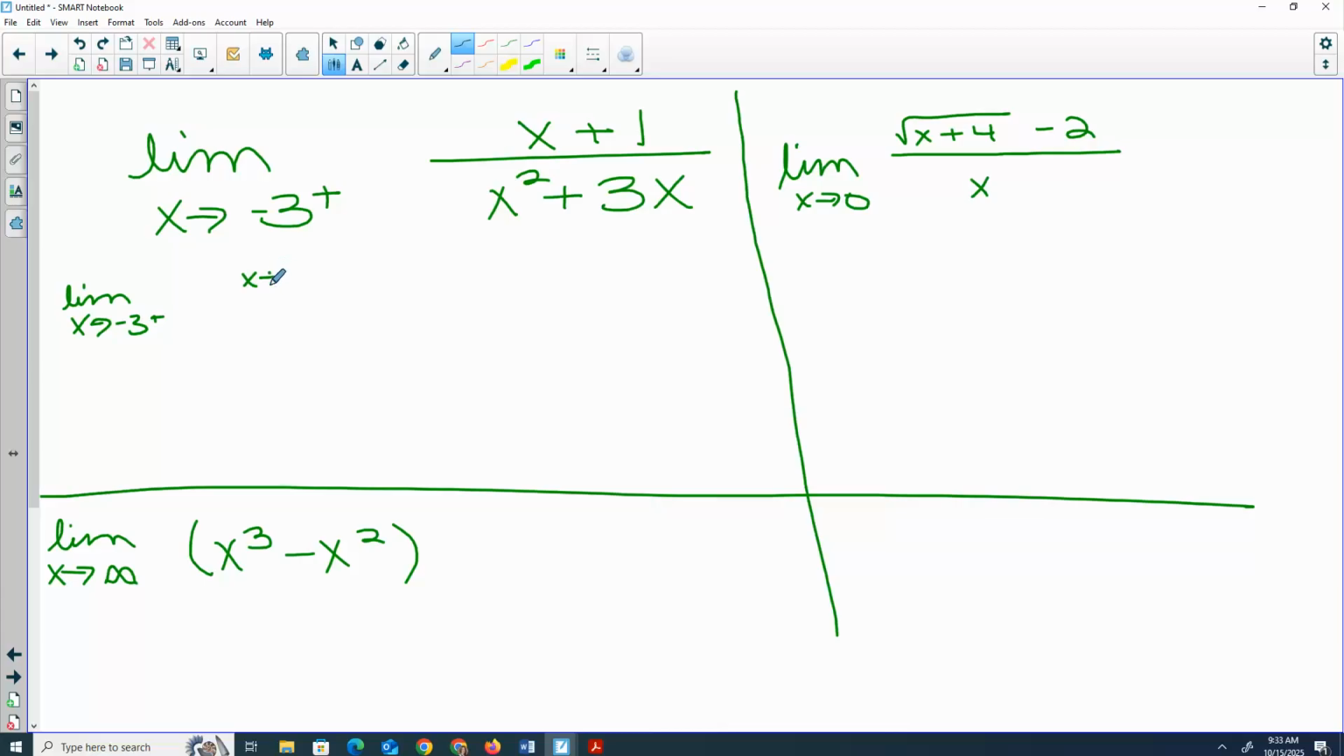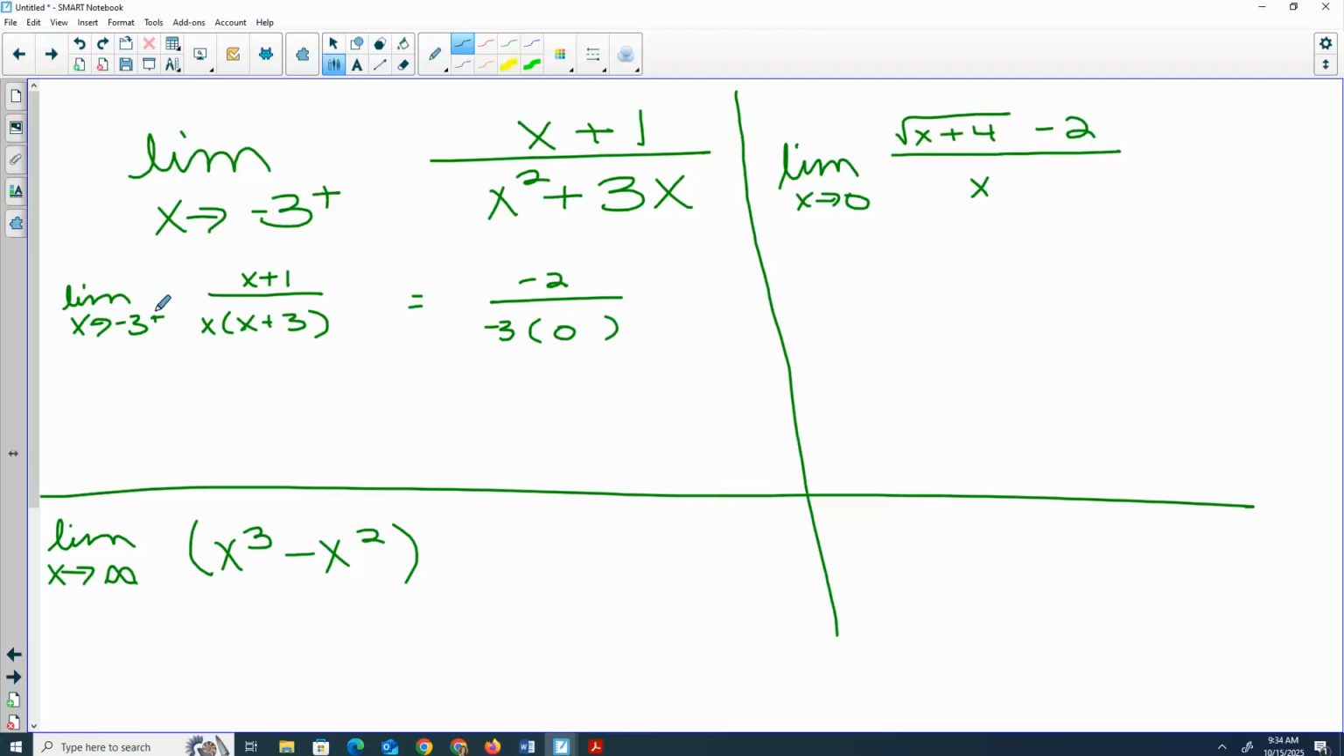Okay. So if you try to plug it in right now, you're getting 0 on the bottom. So you always factor to see if we get lucky and something cancels out. Unfortunately, it didn't. But we can think about it. We are approaching -3 from the right. So if I put a -3 in the top, -3 plus 1 is negative 2. On the bottom, we have negative 3 plus 3 is 0, but I'm approaching from the right.